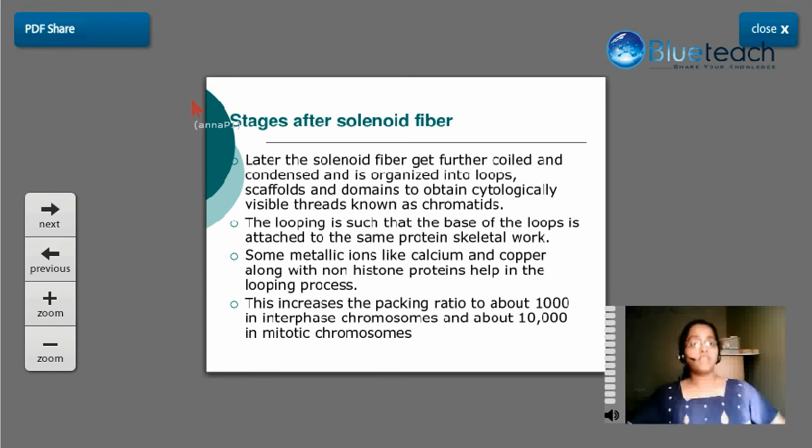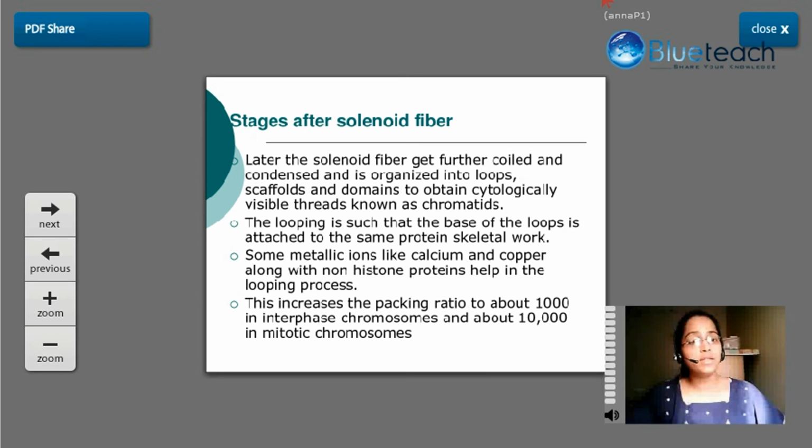Now, what are the stages after the solenoid fiber? After the solenoid fiber, it gets further coiled and condensed and is organized into loops, scaffolds, and domains to obtain cytologically visible threads known as chromatids. So, during mitosis, the DNA obtains a structure known as chromatids, which are easily visible under the light microscope. And to obtain such a stage, the solenoid fiber gets further condensed and coiled.